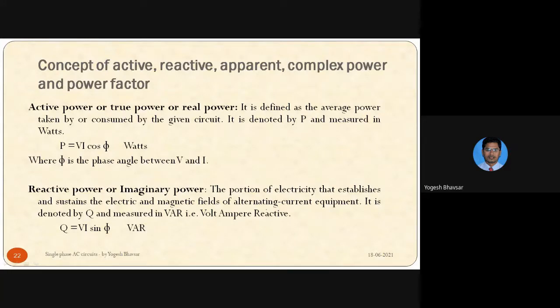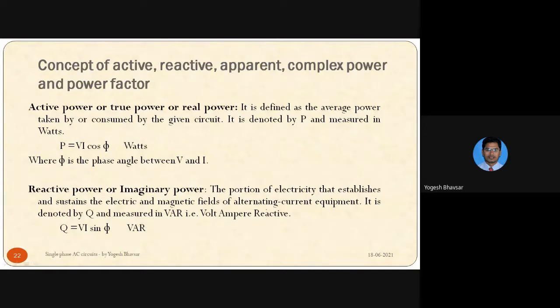Second is the reactive power or imaginary power. It is the portion of electricity that establishes and sustains the electric and magnetic field of alternating current in the equipment. So it is termed reactive power or imaginary power. In other words, we can say it is a loss, not doing any useful work. It is only producing the electric and magnetic field and giving it back to the source. This happens in the case of a pure inductor and pure capacitor.